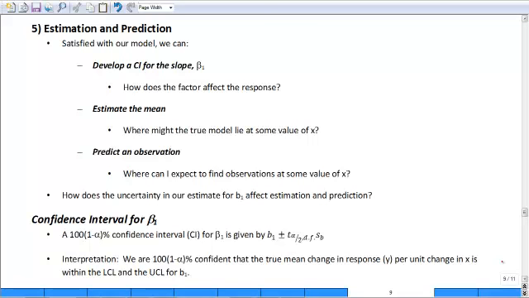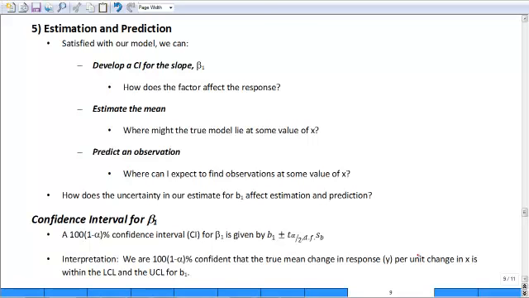There are three things that we're going to do under step 5. First, we're going to develop a confidence interval for the slope, or beta 1. What this confidence interval is going to tell us, remember the slope is the relationship between x and y. In terms of the data set that we're dealing with, it's the price per square foot. We have a point estimate for that. We need to know how high or how low the true value might actually be.